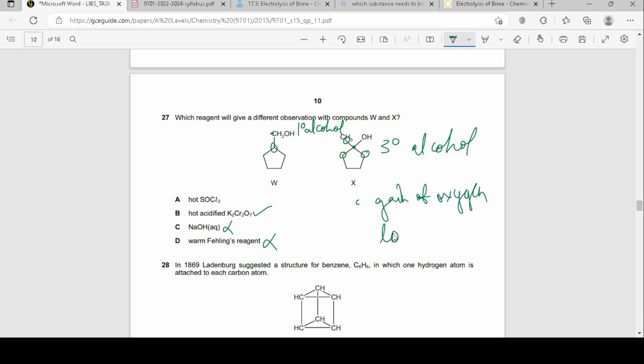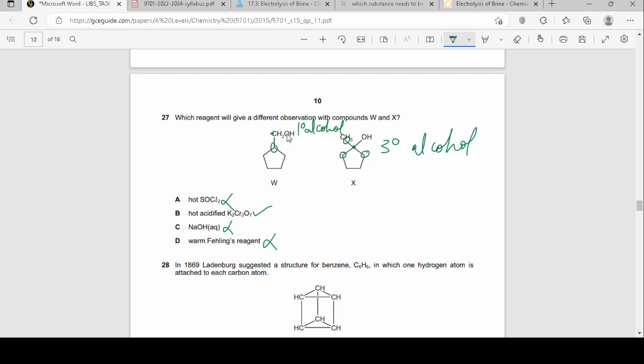So for the gain of oxygen, you need a double bond to form, but for that you need to lose one of the hydrogens. And how will you lose a hydrogen in a tertiary alcohol, right? I hope that makes sense. Hopefully, my explanation is not too convoluted or anything. And then SOCl2, again, it wouldn't give a different reaction.